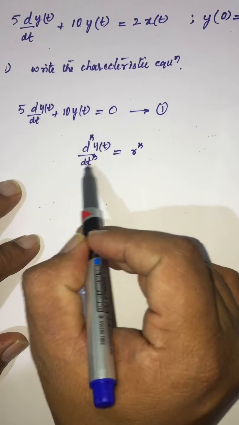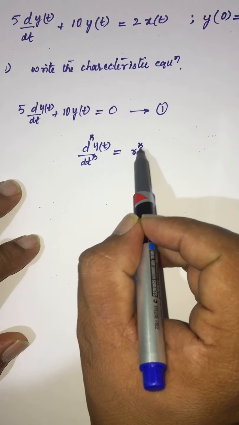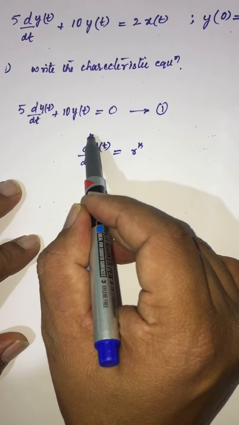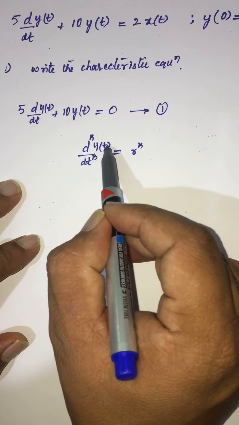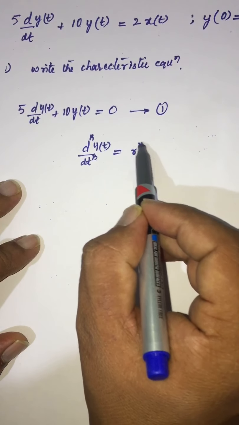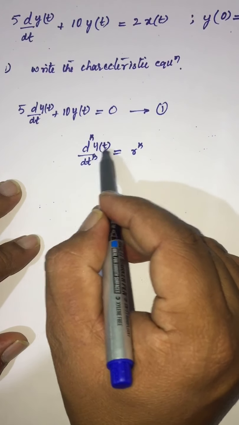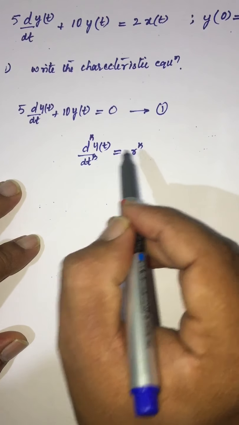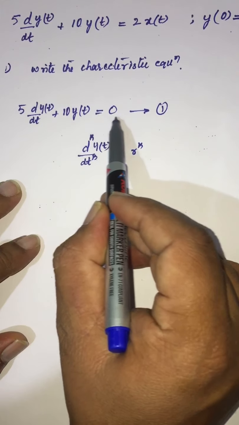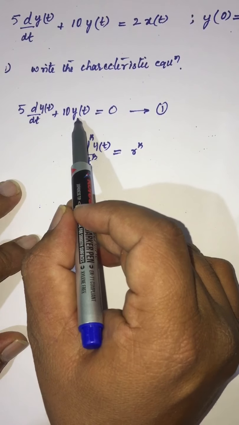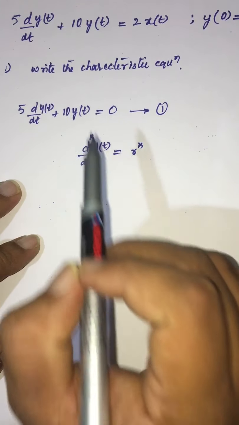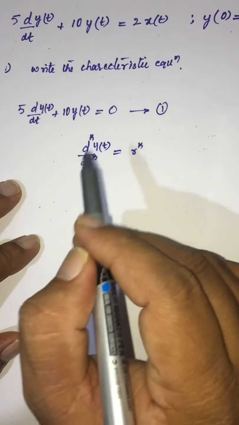If this is a first order differentiation, then r to the power of 1. If this is a second order differentiation, say for example d square by dt square of y of t, then this will be r square. If this is d cube y of t divided by dt cube, then this is equal to r to the power of 3. Likewise, wherever the differentials are there, we need to substitute. If there are no differentials, then d to the power of 0 is the equivalent, therefore r to the power of 0, which is equal to 1.